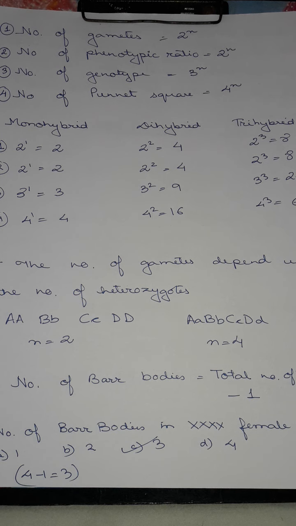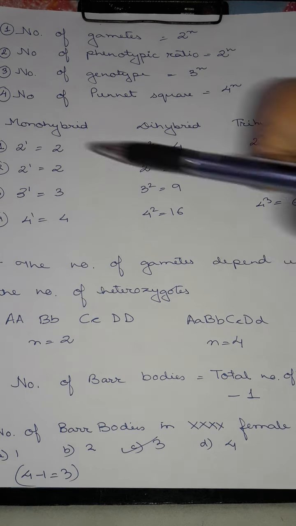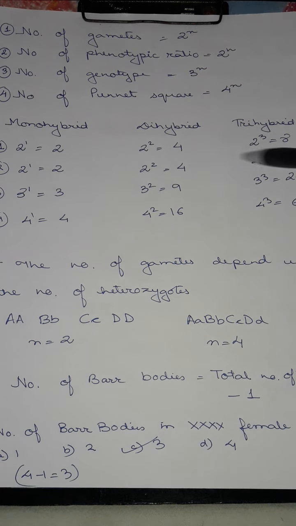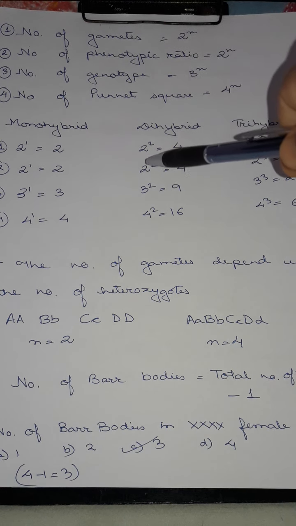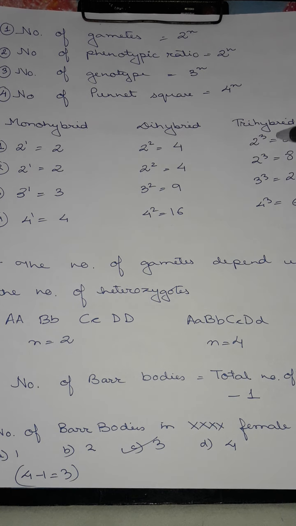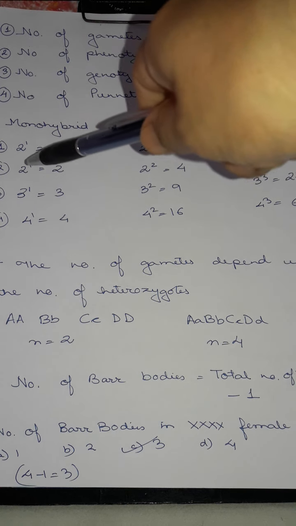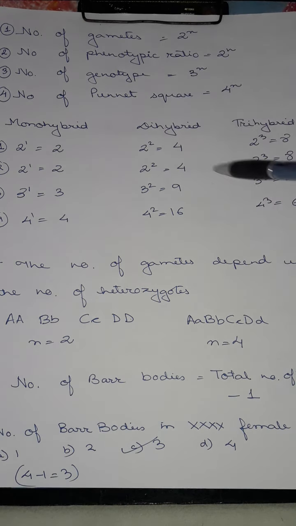Then the number of phenotypes is taken out by the same formula, 2 to the power n. For the number of genotypes, this n will represent whether the cross is monohybrid, dihybrid or trihybrid. Genotype is taken out by 3 to the power n. Number of Punnett squares is 4 to the power n. Now we are dividing into monohybrid, dihybrid and trihybrid cross. In a monohybrid cross, 2 to the power 1, gametes will be 2. Similarly for dihybrid and trihybrid, the number of phenotypic ratio, genotypic ratio and number of Punnett squares are all mentioned here. Got it?